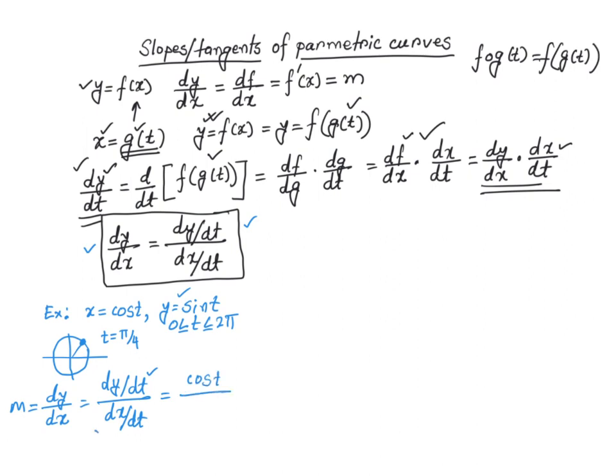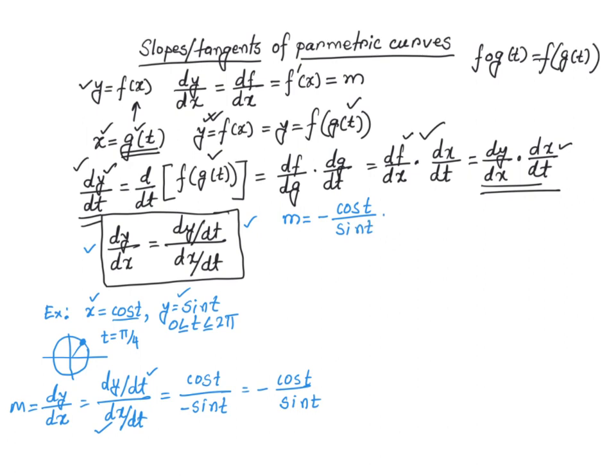And in the denominator, we have dx over dt, the derivative of x with respect to t, or the derivative of cosine of t with respect to t, which is going to be negative sine of t. So this becomes negative cosine of t over sine of t. So my slope in essence becomes m is equal to negative cosine of t over sine of t.